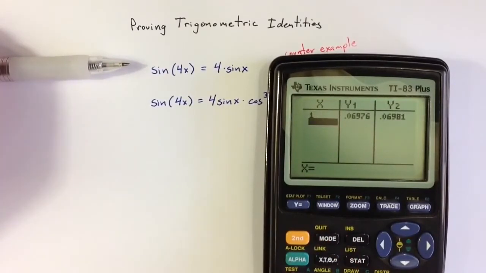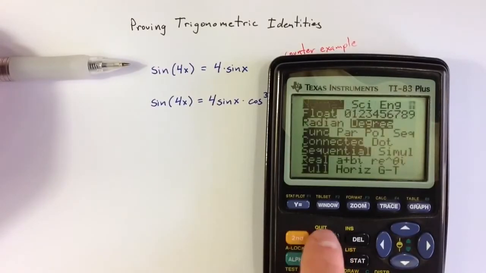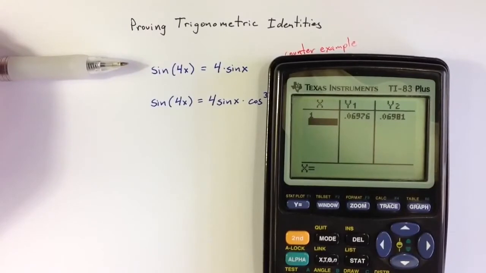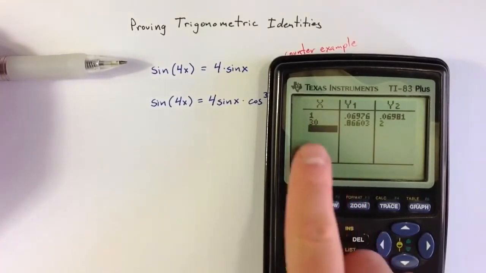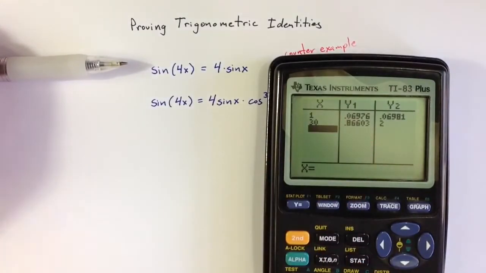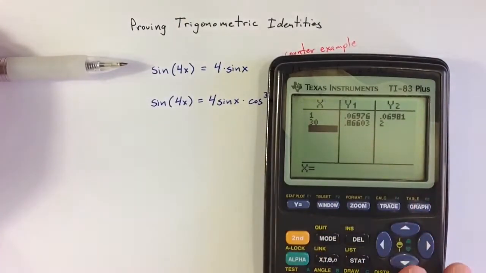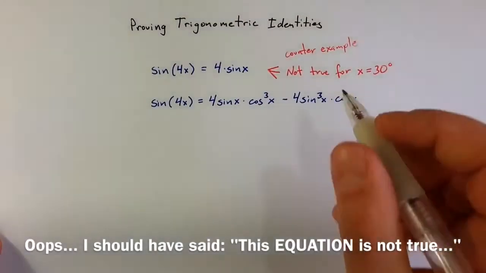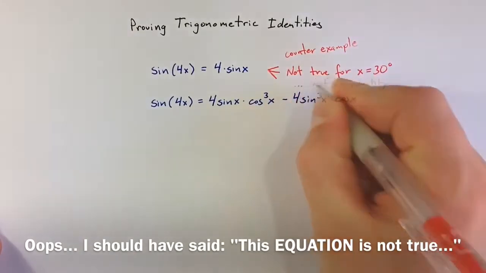For a value like 1, I think we're in degree mode here, and so the value 1 represents 1 degree, and the values are pretty close, but they aren't quite exactly the same. A clearer example would come from 30 degrees. At 30 degrees we see that the first expression is equal to 0.866 and the second expression is equal to 2. So this expression is not true when x equals 30 degrees, which means that it's not an identity.